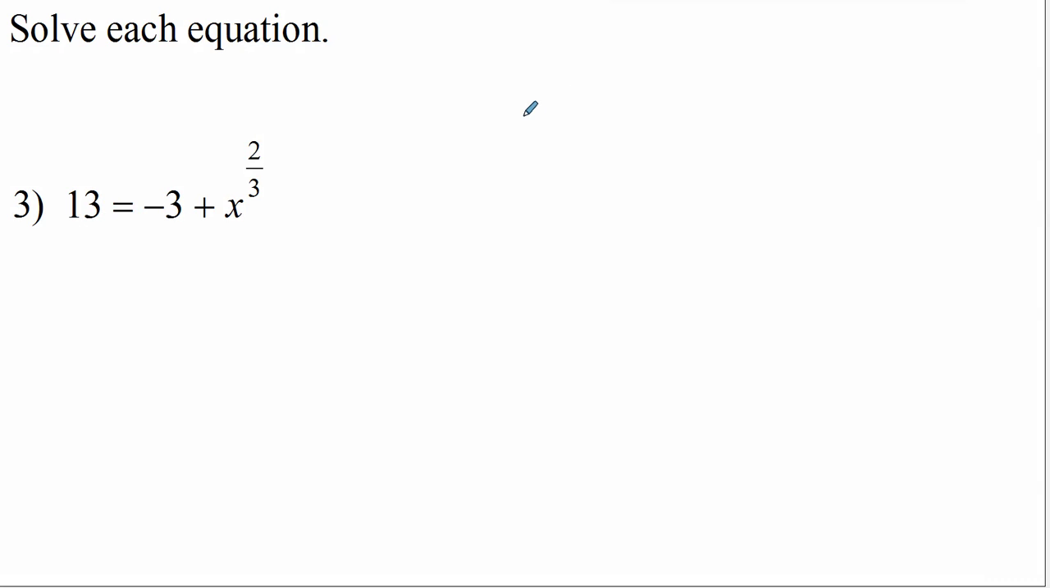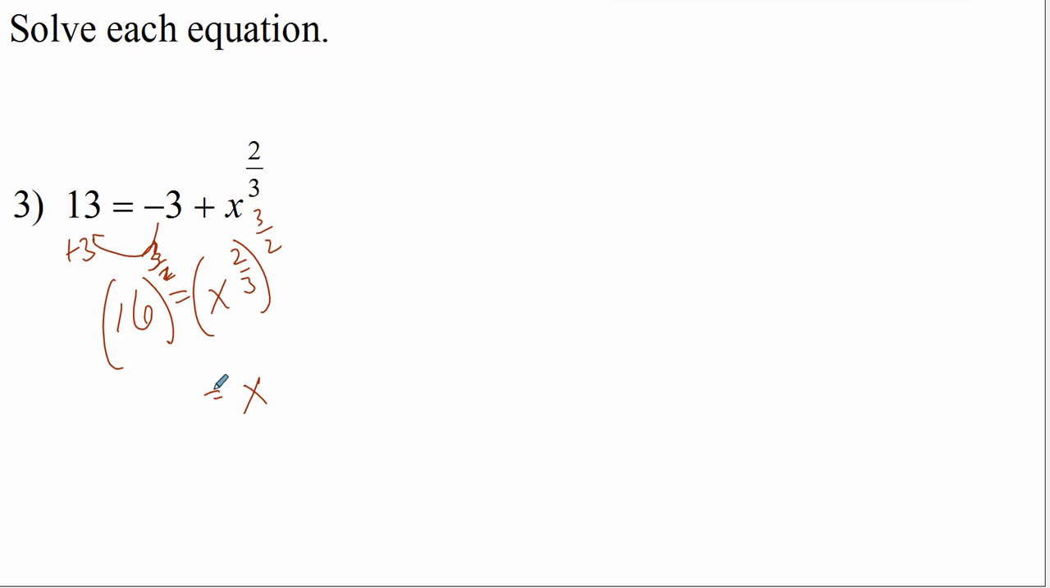Let's do this one here. Again, first, isolate. So this is the exponent, this is not, so I got to move the 3 over. So I get 16 equals x to the 2/3. I got to raise both sides to the reciprocal of the exponent. So what do I get here? I get x equals 16 to the 3/2, which is going to be 64. Okay, 64.